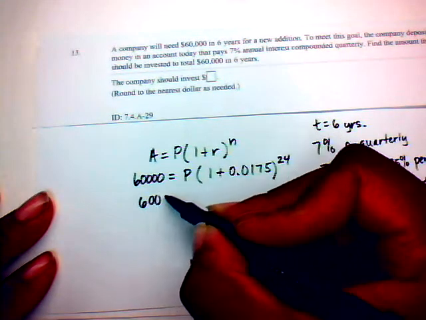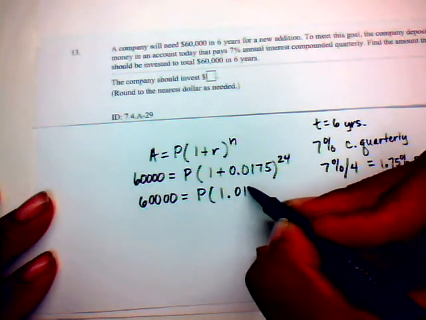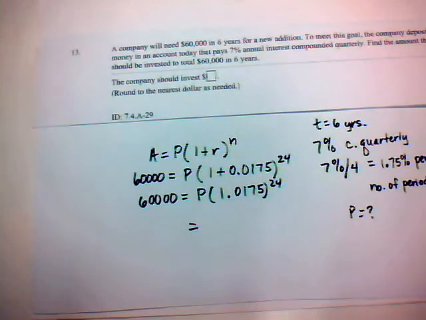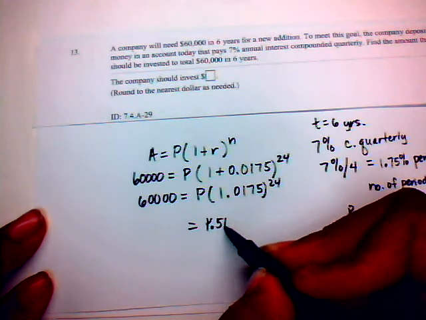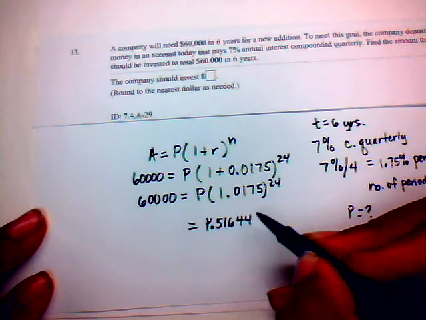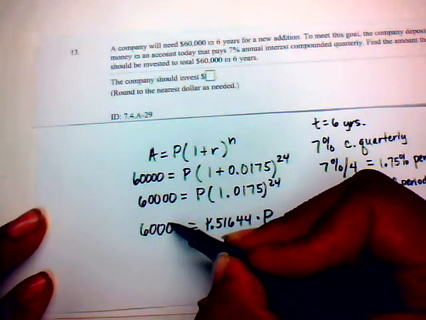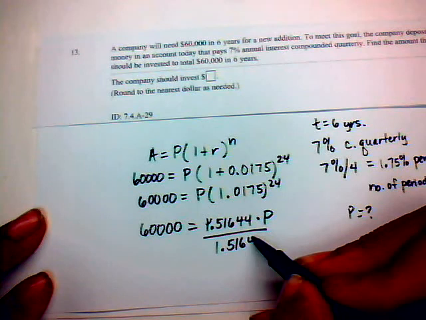Okay, so here, this will be 60,000 is equal to P times 1.0175 raised to the 24th. Now, let's find out what 1.0175 to the 24th power is going to be. It's going to be 1.51644 times P. That's equal to 60,000. And then we're going to divide both sides by 1.51644.